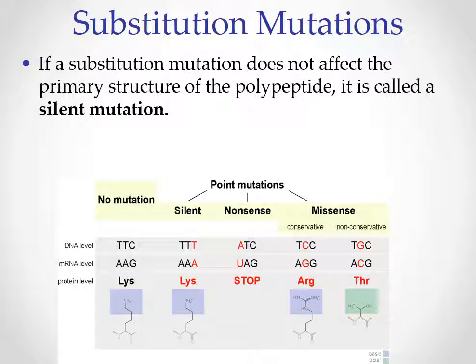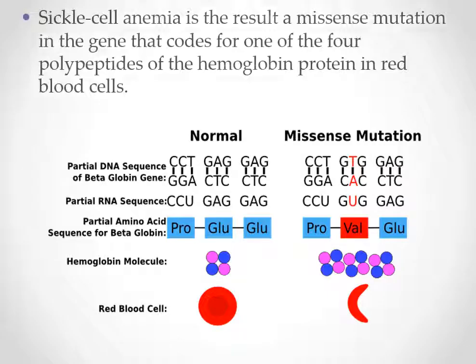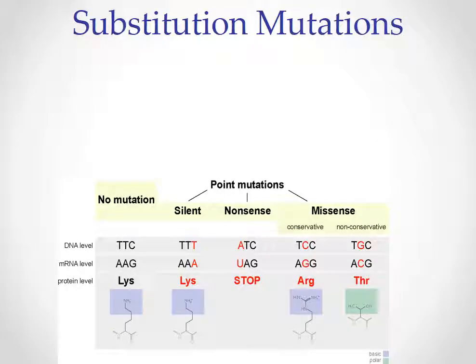So let's look at substitution mutations. Some are called silent mutations, which don't really have an effect on the structure of the polypeptide or the structure of the protein. A missense results in an insertion of one single mistake, one single incorrect amino acid. Sickle cell anemia is actually a result of a missense. One tiny little mistake caused the hemoglobin protein, which is in your red blood cells, to change and mutate.